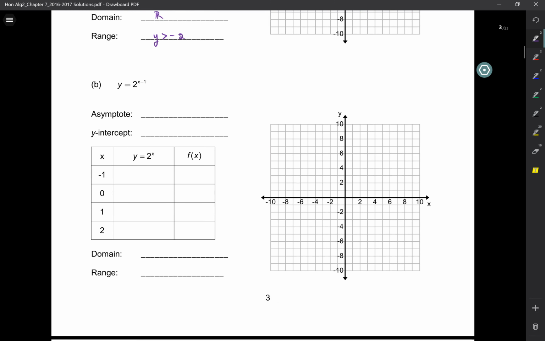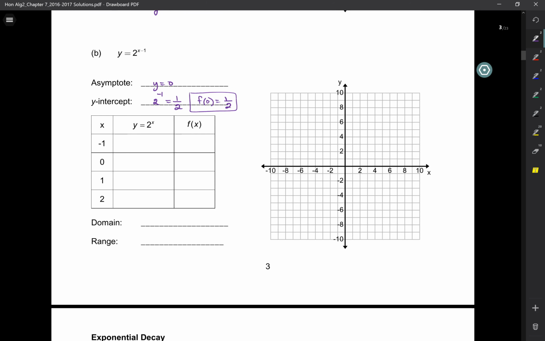All right. So here, what's the asymptote? Y equals 0. What's the y-intercept? One half. So let's get used to this notation for y-intercept. F of 0 is 1/2. Now, I'm going to skip this for a minute. What's the domain? And the range?